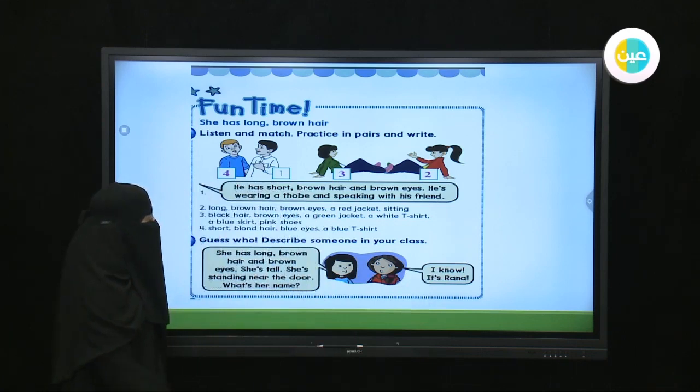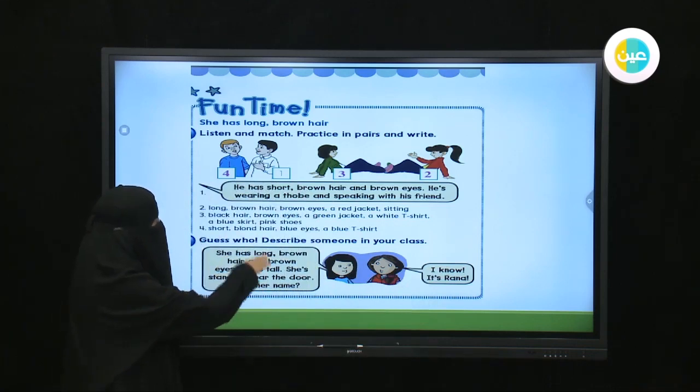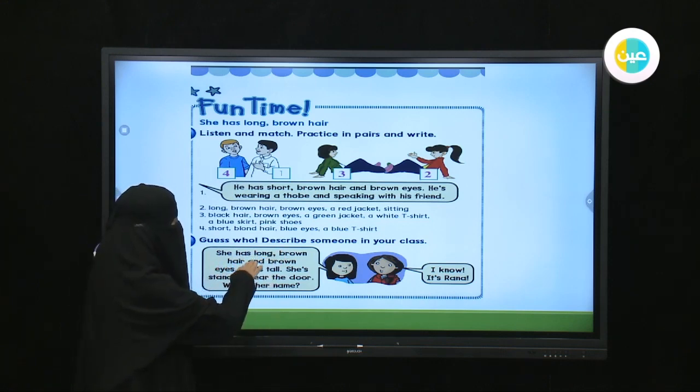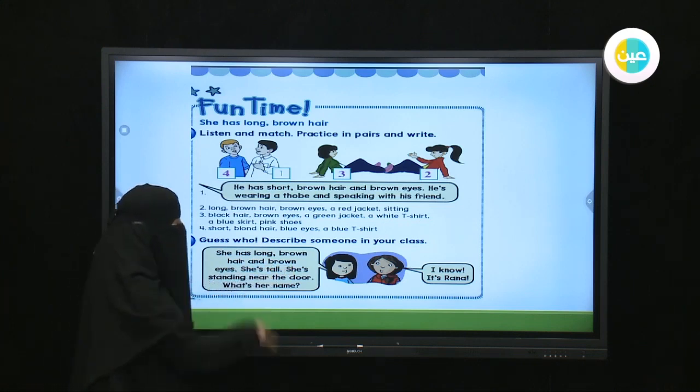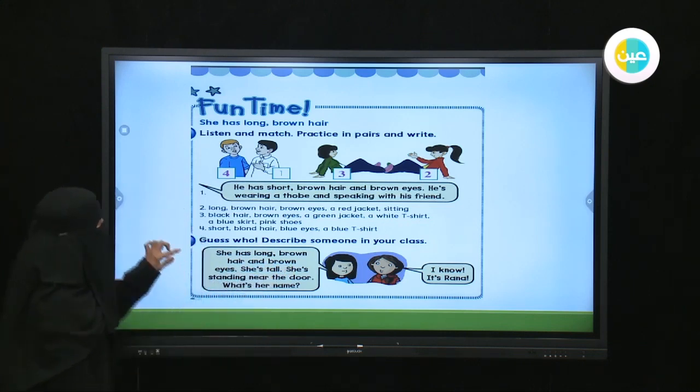So when you want to talk about someone, or to tell your friend about someone, you start by telling them their appearance. So you say, she has long brown hair and brown eyes. You talk about the hair, the eyes, if they're tall or short, and sometimes you try to say where they stand or what they are wearing. Okay? Let's go to the next one.